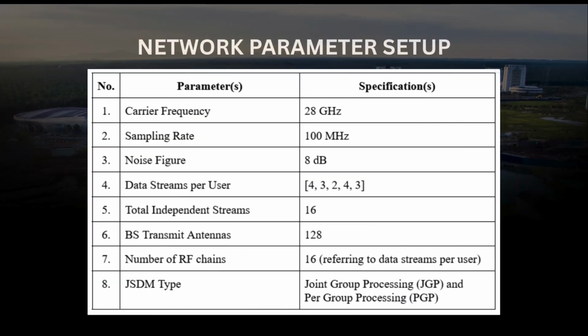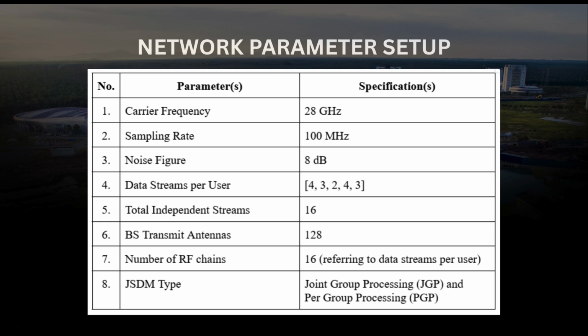The network parameter setup in this research design: carrier frequency, we use 28 gigahertz. Why did we choose 28 gigahertz? Because of very high speed data, support for millimeter wave and shorter wavelength, and also lower cost, better signal penetration and fast speed. Next one is sampling rate.